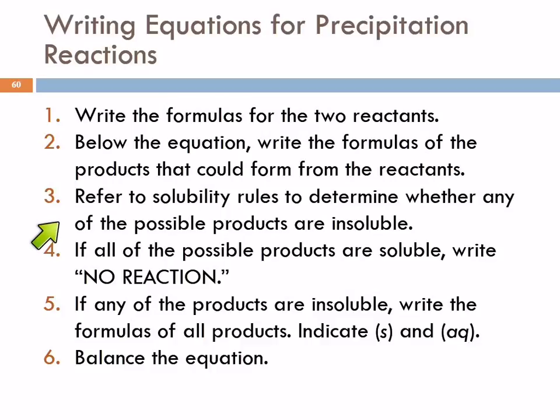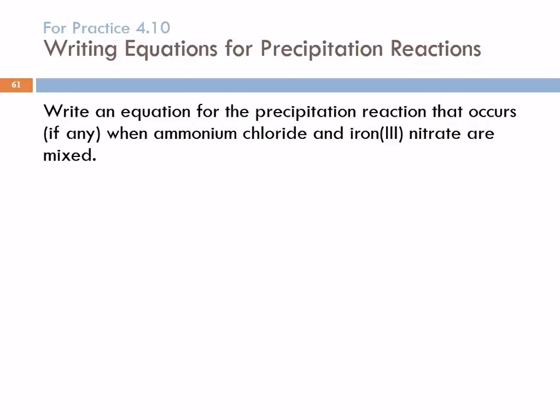Then look at the solubility rules to decide which of the possible products is a solid. Maybe they're both solids, or maybe they're both not solids. Maybe they're both soluble. If all the products are soluble, then you just write no reaction, you're done. That's always fine. If one or both of the products are insoluble, then you have to write the formulas. You have to indicate which one's a solid, which one's aqueous, and then you need to follow through and balance the equation. So let's put those into action.